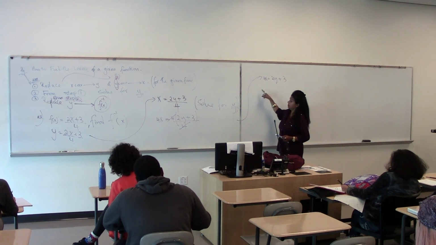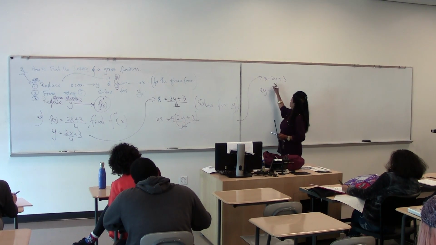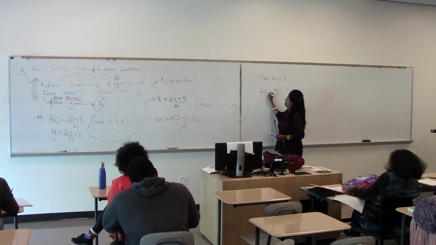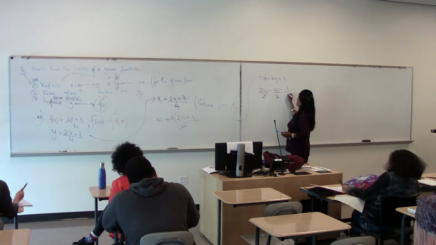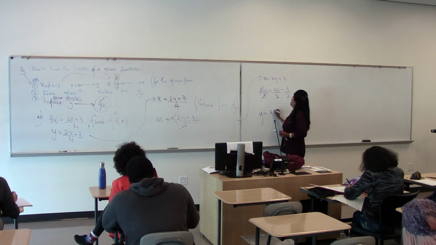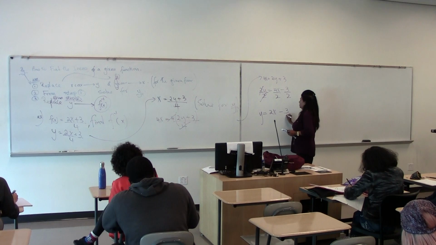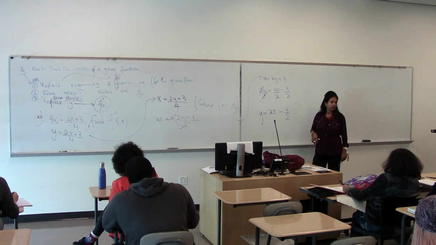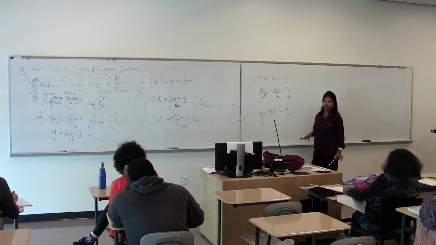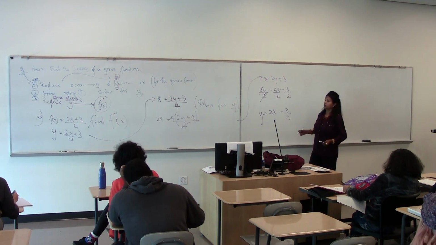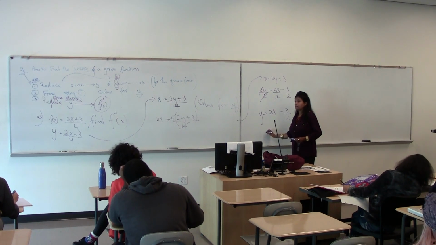Solve for y. 2y is equal to 4x minus 3. Divide both sides by 2. y is equal to (4x minus 3) over 2. Now what do you do? Are we done? What do you need to do?